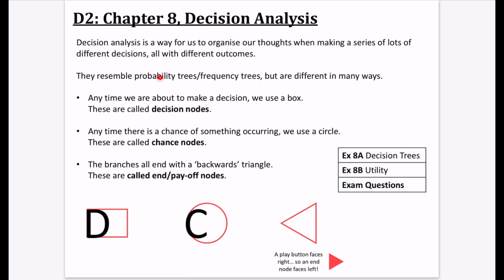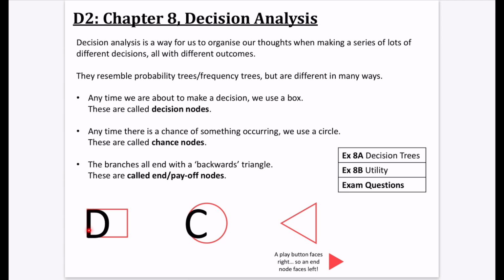Now, they resemble probability trees or frequency trees and follow that same kind of logic of how you flow through them, but they are different in many ways and they shouldn't be treated as a probability or a frequency tree. Now, they've got these different shapes, and they're quite fussy about the way the shapes should be drawn. So anytime that we are about to make a decision, as in the person actually doing this is deciding between two things that doesn't have a probability associated with it, we use a box, and these are called decision nodes.